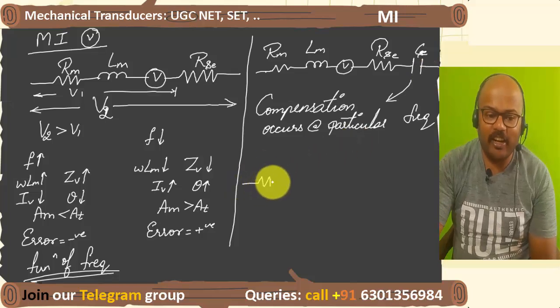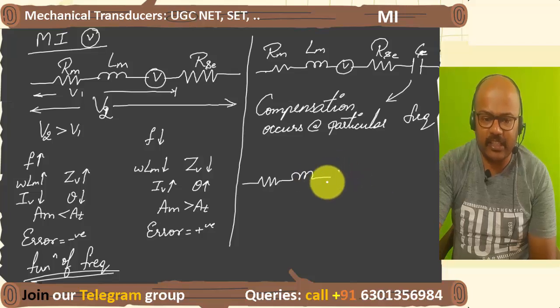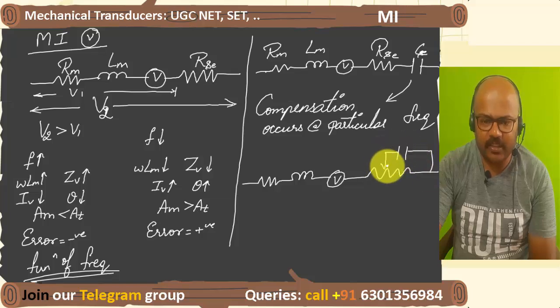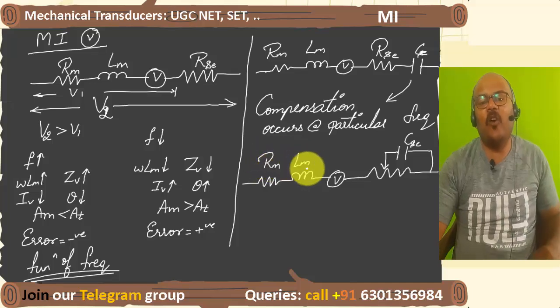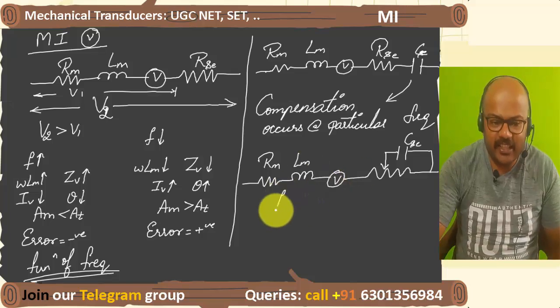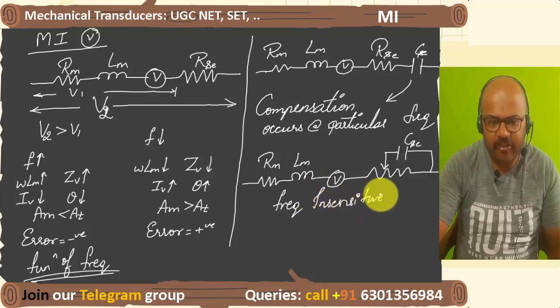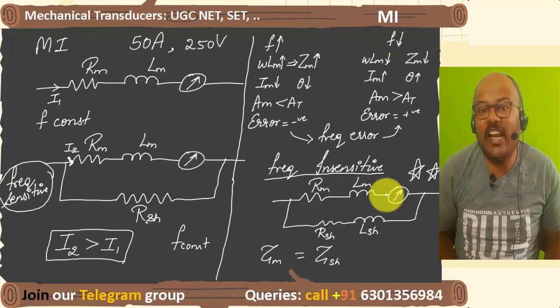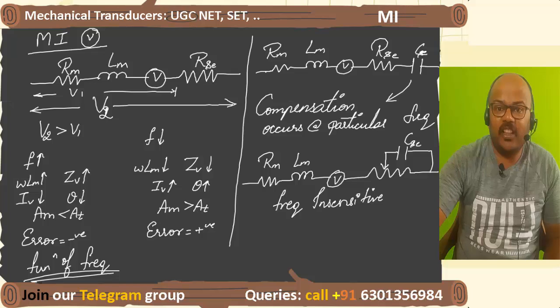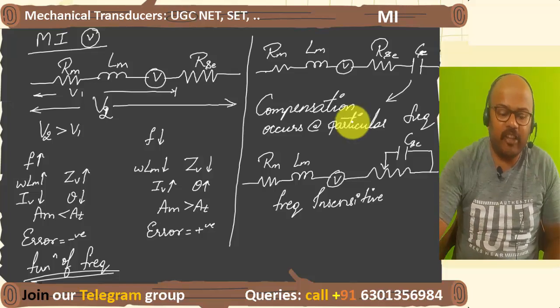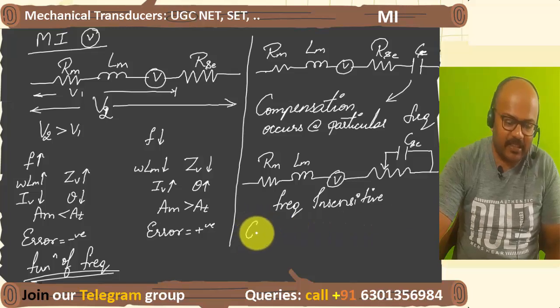Or the better method is to connect a circuit which is something like this. That's it. So this is CSC. This is Lm and this is Rm. This is how we are going to compensate for frequency. This is frequency insensitive. Very, very important. In the case of the moving iron ammeter, you connected an inductance, but here you can't make use of capacitance alone. That capacitance part is required.